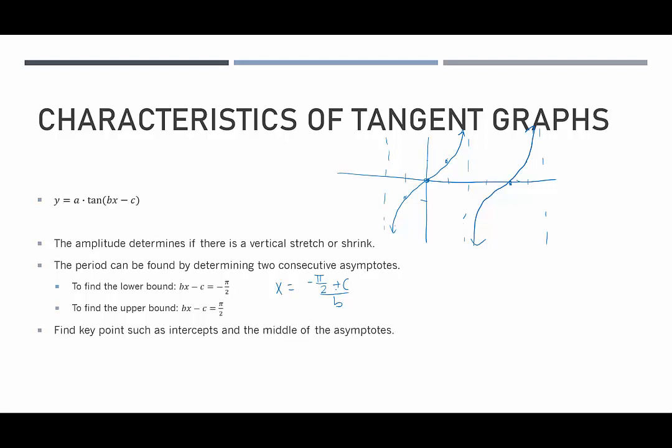Then we want to identify maybe those three key points. So one is always going to be in the middle of the asymptotes. It might also be an intercept, so then you could look in between the middle and one of the asymptotes to find another point, just to get an idea of what the graph will look like.